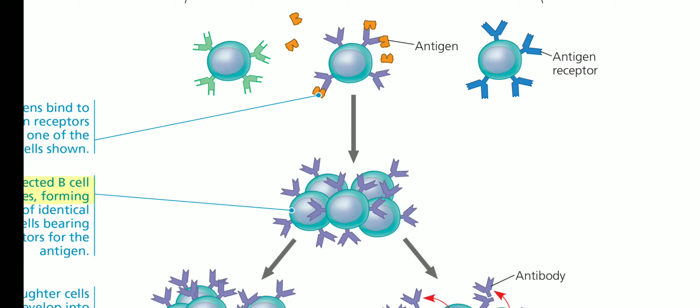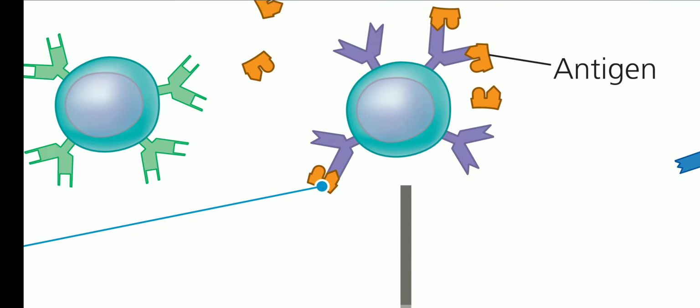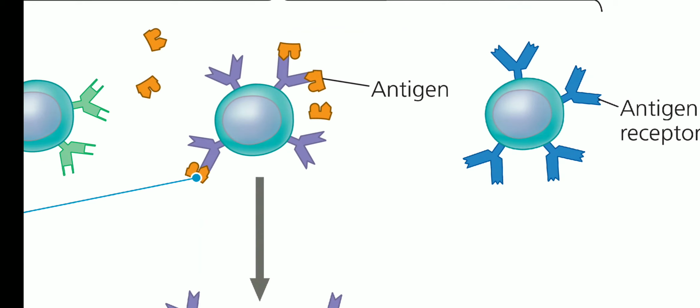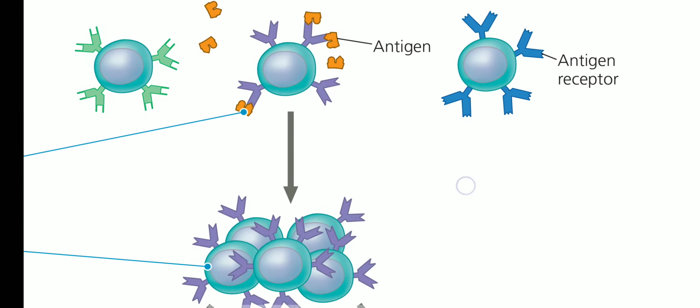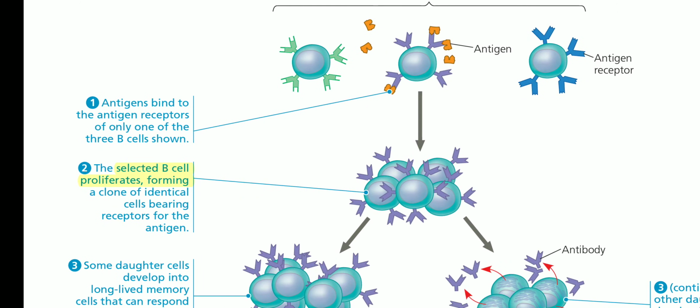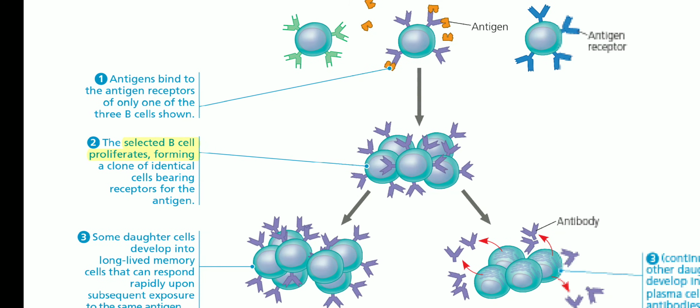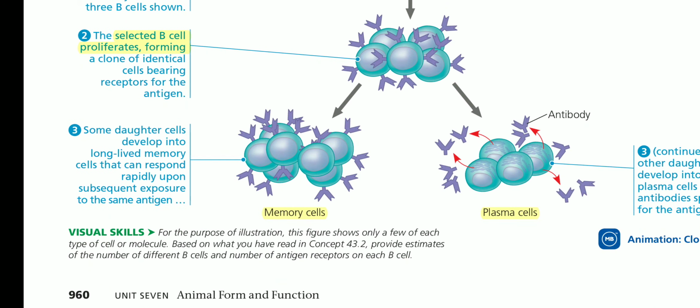So each has a different type. This is a B cell having a different type of paratope to bind with that particular type of epitope, and this is also another type. So only a few are able to bind with that kind of pathogen. Once they're bound, very important, try to understand, those B cells which bound will be selected for cloning. Here it is written: the selected B cell proliferates, forming a clone of identical cells bearing the receptor for that antigen. Then they differentiate into two types.